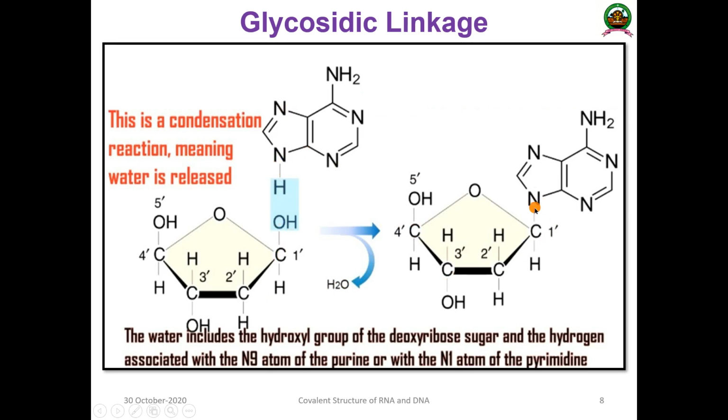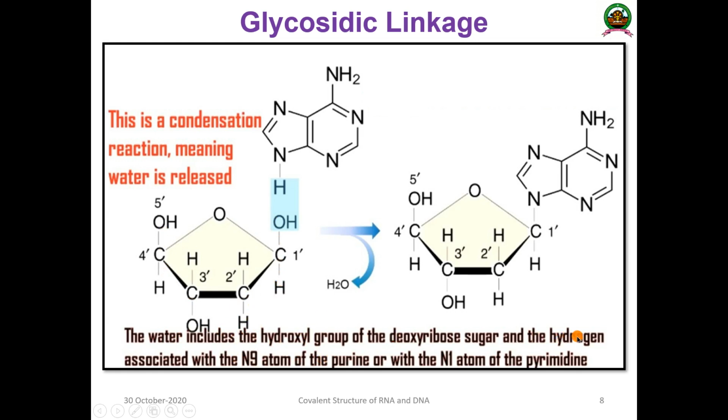Here you can see this is known as beta glycosidic linkage. This is the sugar, and this is the nitrogenous base. And here the water molecule includes the hydroxyl group of deoxyribose sugar. I am talking about the RNA, sorry, DNA, where the sugar is deoxyribose. In the second position there is no oxygen. If it is RNA, the hydroxyl group will be here.